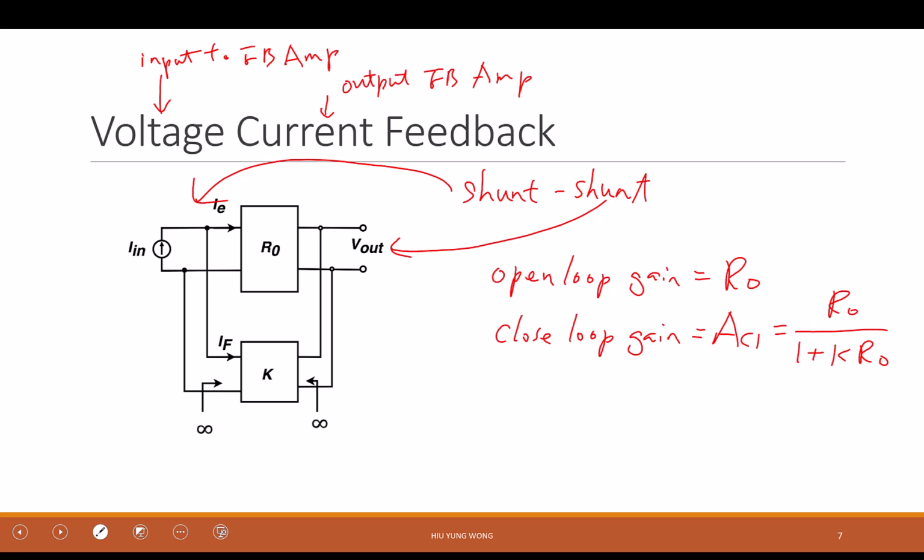So the last thing we studied last time is the voltage current feedback. Anyone can tell me why I call this circuit a voltage current feedback? Do you remember? It's a part of your exam. I have current in, voltage out. Then why do I call it voltage current instead of current voltage?